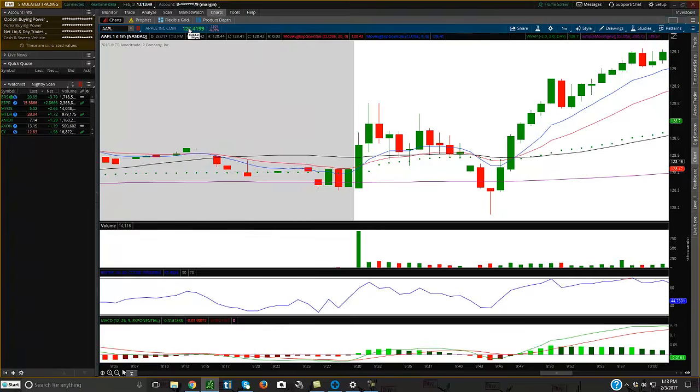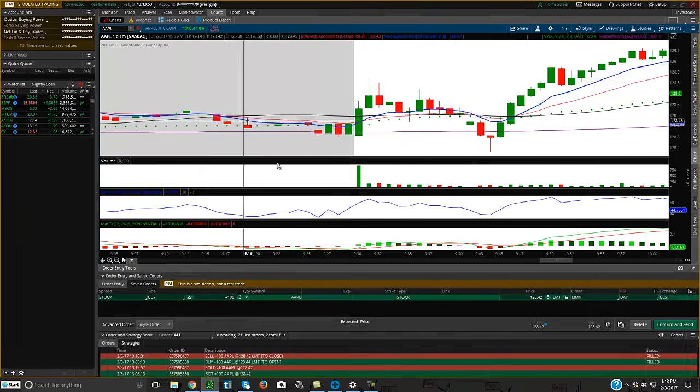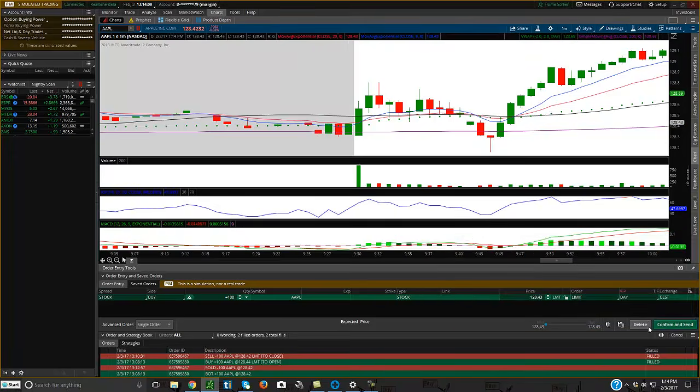to where price is and left click on it and click buy. And there's the window here, and I can buy this way. Again, double check. If you want to confirm, I can place the order right here. Boom, send it in that way. So I can click on price.